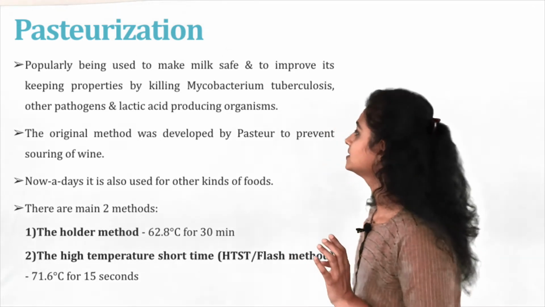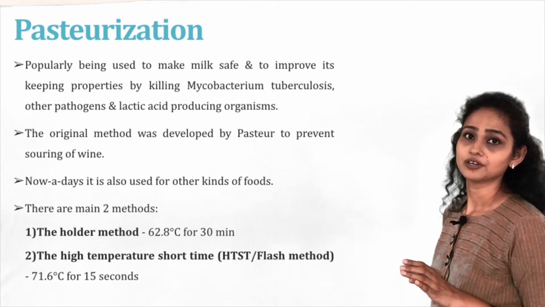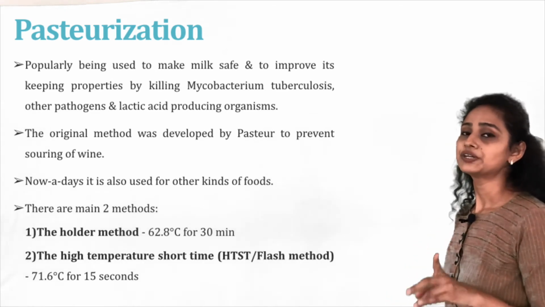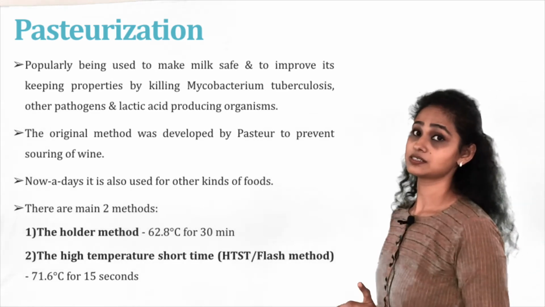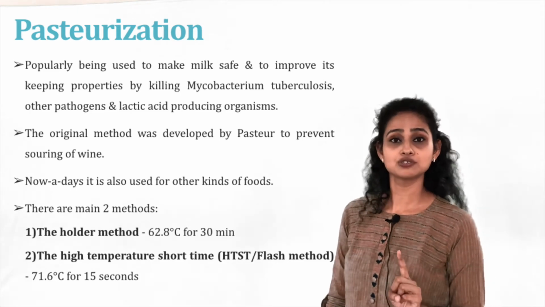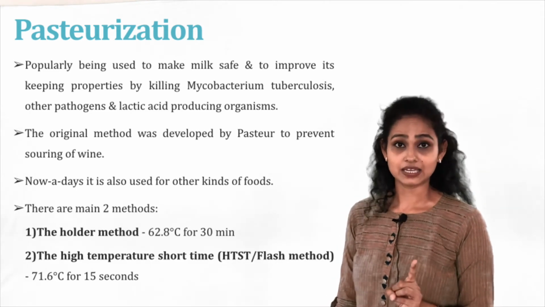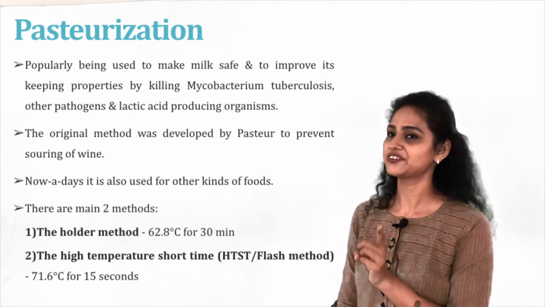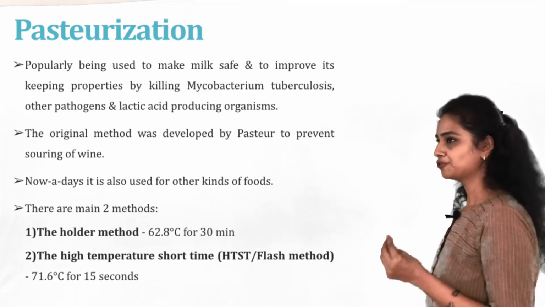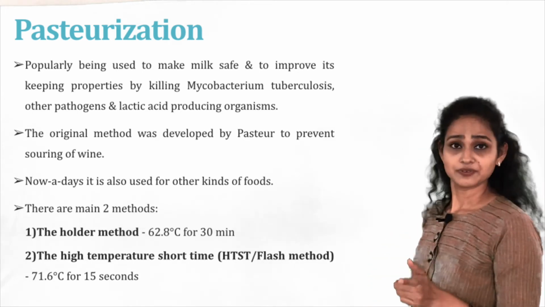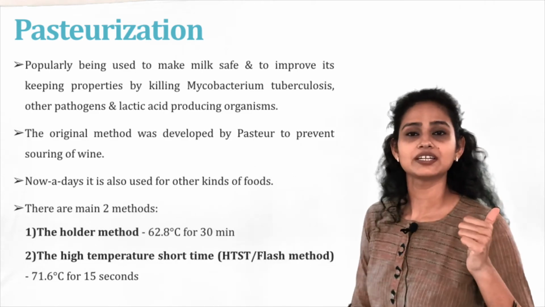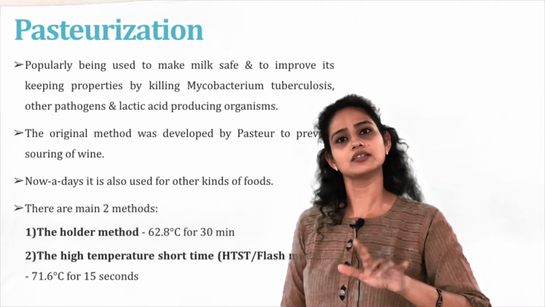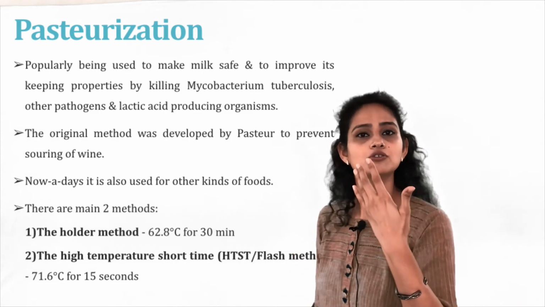The second method is high temperature short time method. Now, in this, the temperature is 71.6 degrees Celsius and the time which is used is 15 seconds. Please make sure it is 15 seconds only, right. So, you have to heat your milk at 71.6 degrees Celsius. When you achieve that temperature, you have to keep it only for 15 seconds, that is all, and then you have to quickly cool down, okay.